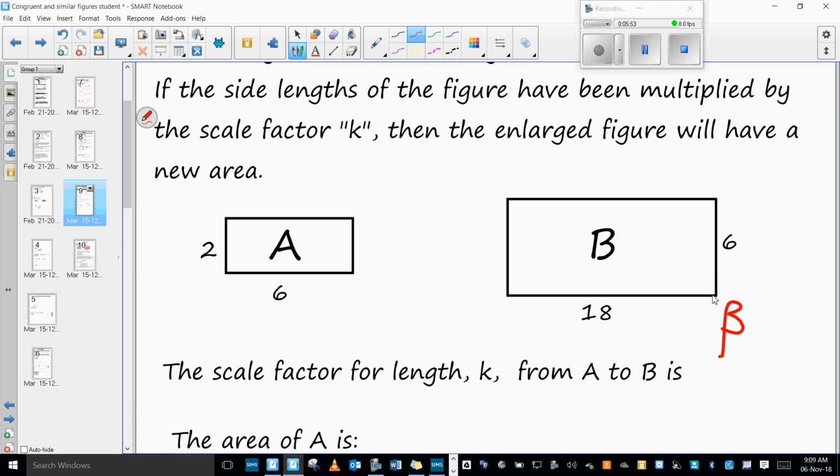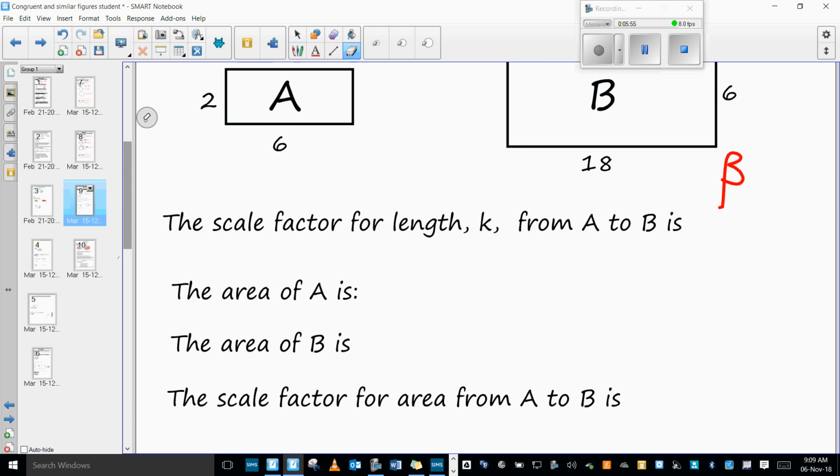You may or may not recall scale factors in enlargements are given the letter K. I don't know why. Sorry. Maybe some history behind it. You're welcome to go and have a look at it. I've never cared. But the scale factor is assigned the letter K. And in this case, that measurement will be 3.